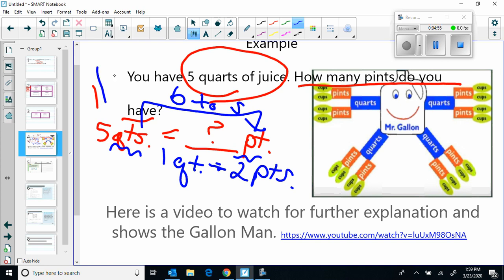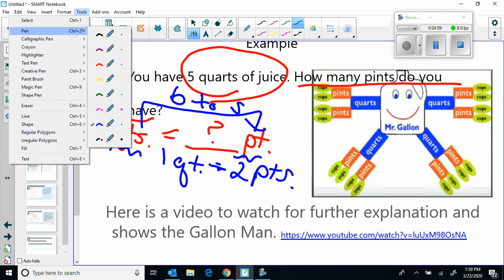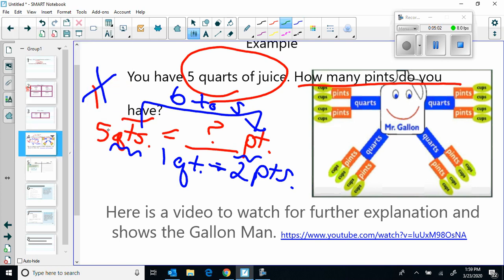We're multiplying. So when we look here at everything, what's in front of us that we're going to be multiplying is 2 pints and 5 quarts. So 5 times 2 is 10. So 5 quarts is equal to 10 pints. Pretty easy.